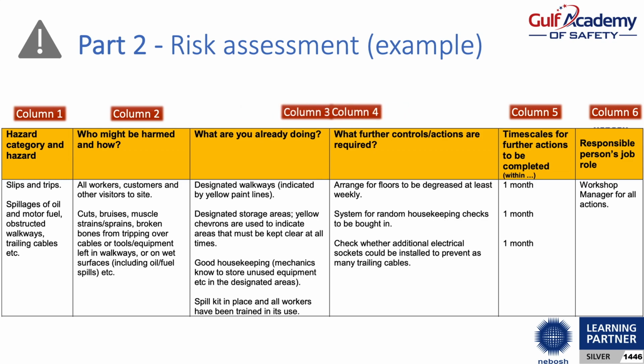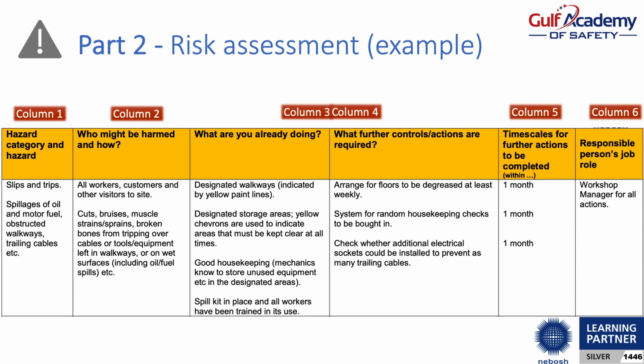If you are already doing enough to control the risk, there will be a lot of controls listed in column 3 but very few in column 4. On the other hand, if you have very few controls in place, column 3 will contain very little and column 4 will contain a lot more. Both of these scenarios are fine because they are realistic.